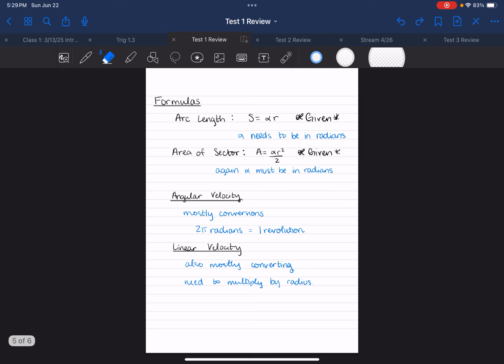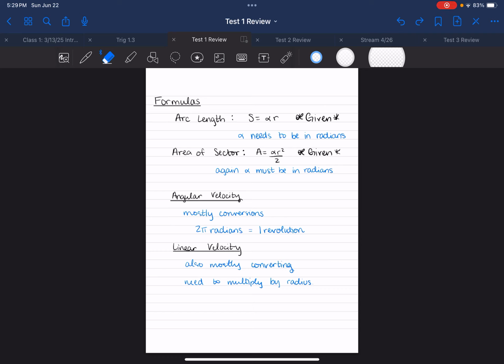Then let's keep going. Some formulas, some things that you'll need to know. So arc length, I do give this formula. Area of a sector, I give this formula. Always remember that alpha needs to be in radians, so if it's given to you in degrees, you'll need to convert that before you can actually do the problem. Also be careful for times that you're being given diameter instead of radius, because you want to divide it by 2 to get the radius.